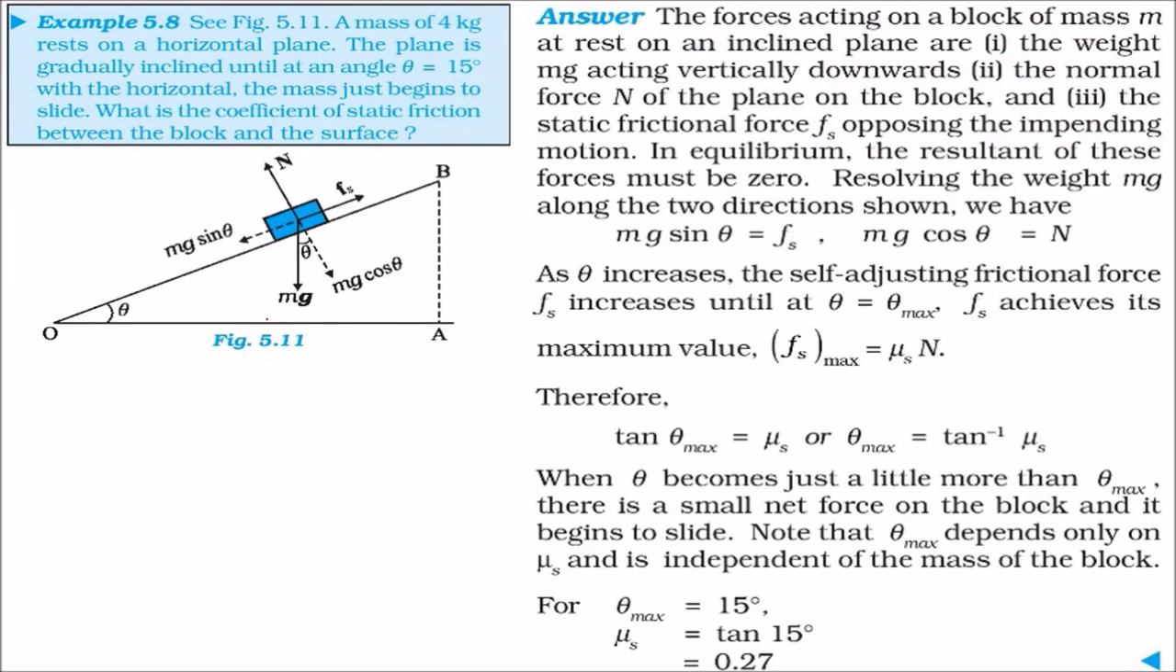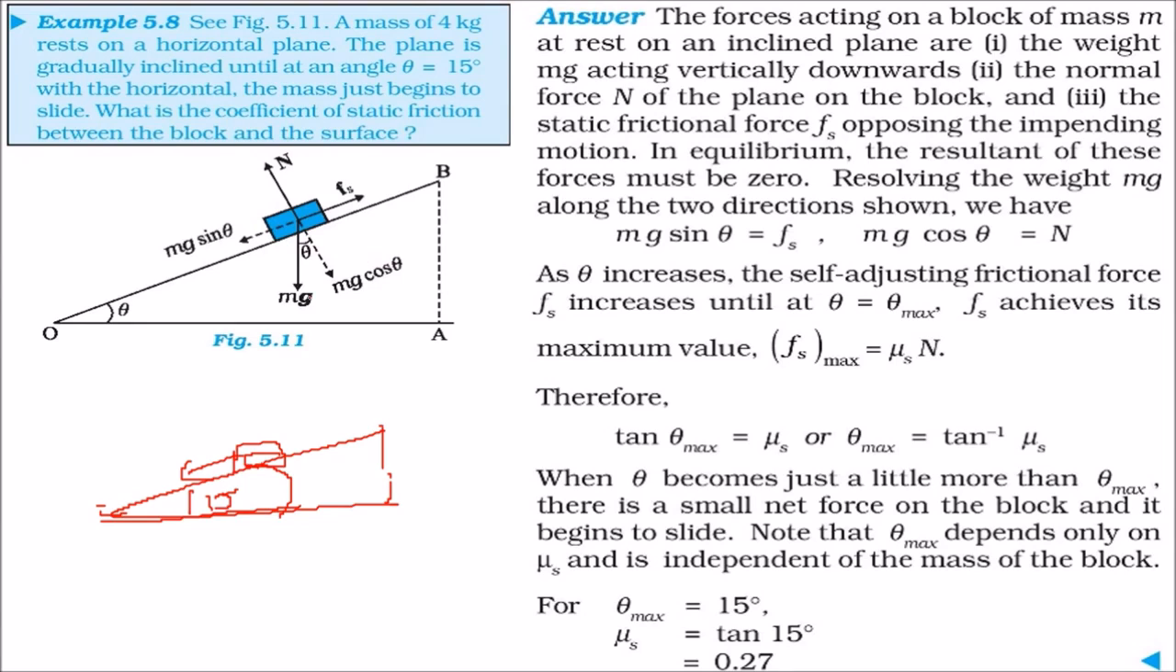In this figure, a mass of 4 kg rests on a horizontal plane. So it is resting, it is not moving. The plane is gradually inclined until at an angle of 15 degrees with the horizontal, the mass just begins to slide. So initially it was like this, then it was taken up, so it goes like this. When it reaches this 15 degrees, the mass would slide. What is the coefficient of static friction between the block and the surface?